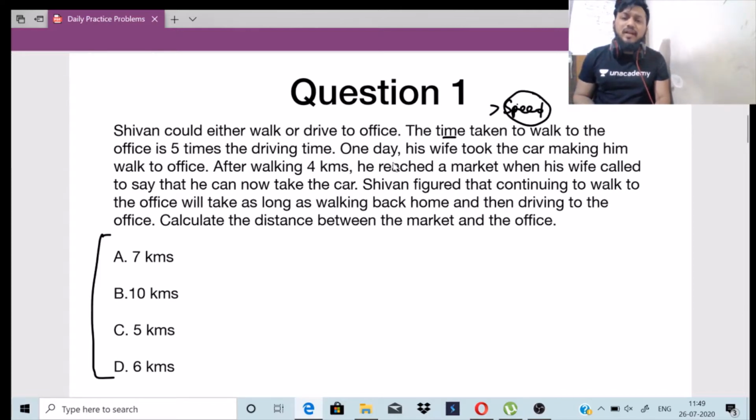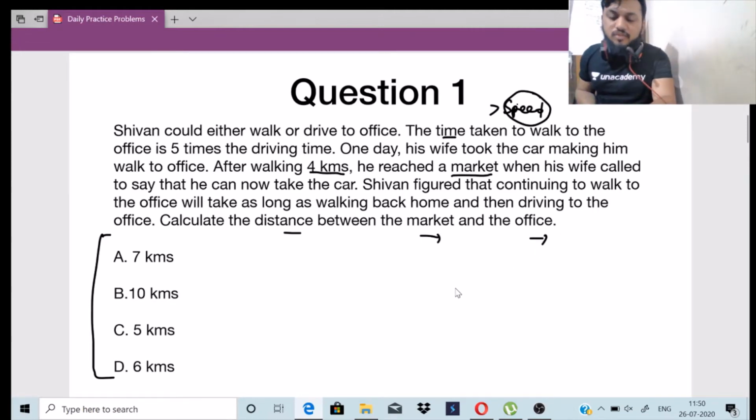So one day his wife took the car and he had to go to the office by walk. After walking 4 kilometers, he reached a market. At that time his wife called and told, अभी आप कार लेकर जा सकते हो. Shivan figured out that अगर मैं ऐसे ही चल के जाऊंगा, if I continue to walk to the office, it will take the same time if I go back home and drive the car. वापस घर जाके मैं कार उठा के वापस जाऊंगा तो उतना ही टाइम लगेगा. So he figured out that the walk from the market to the office will take the same time as going back home and getting the car. So what is the distance between the market and the office?